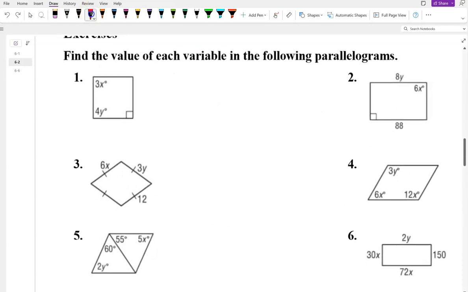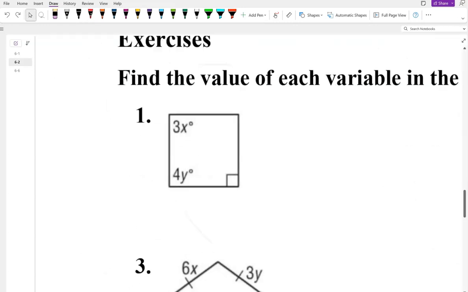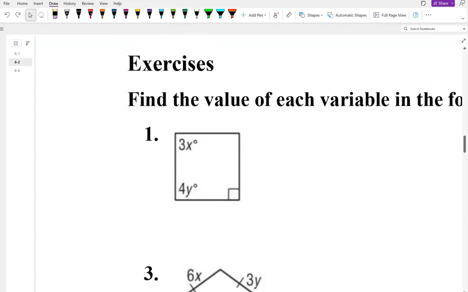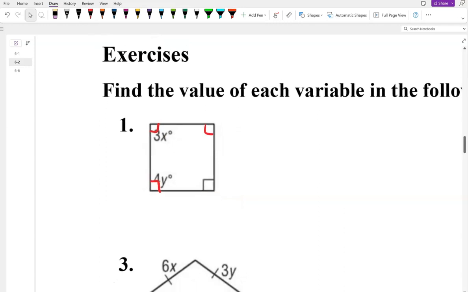So for number 1, again, this is basically just using your knowledge to figure out how you solve these. Remember, anytime you want to solve for a variable like x or y, you need to make an equation. So you're basically just using your knowledge to figure out how can I write an equation that has x and y in it. So for 3x, if I look at this shape here, obviously this is either a square or a rectangle. Okay, but regardless, I know that these are all going to be right angles. So if those are all right angles, then they're all 90 degrees. So that means 3x, that angle there, has to equal 90 degrees.